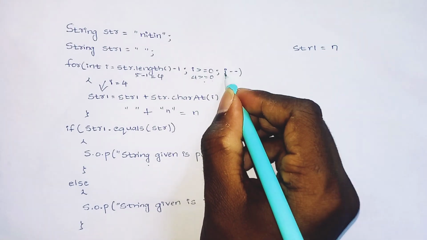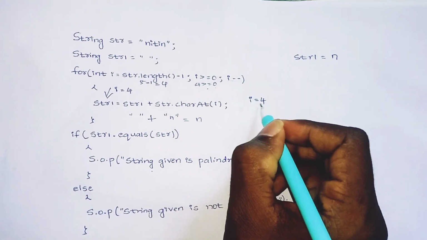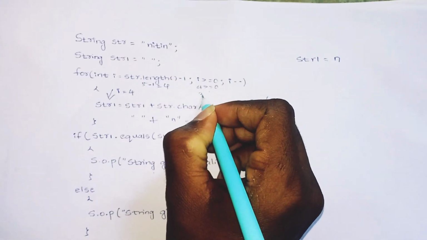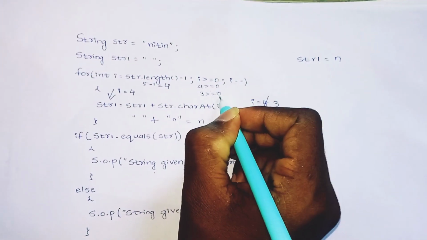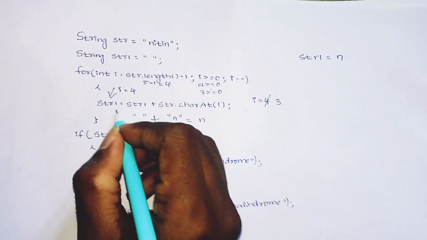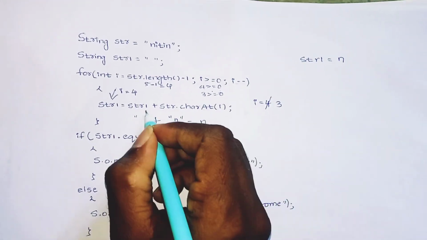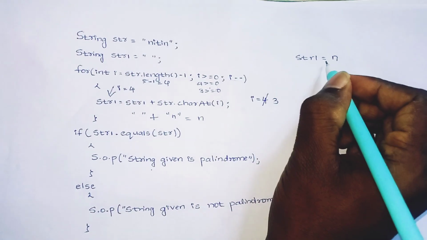Okay, now the i value will be decremented by 1. So i equals 4, now it is decremented by 1, so i becomes 3. It checks the condition 3 >= 0, the condition is true, and it enters the loop. str1 = str1 + str.charAt(i). So the str1 updated value is n.